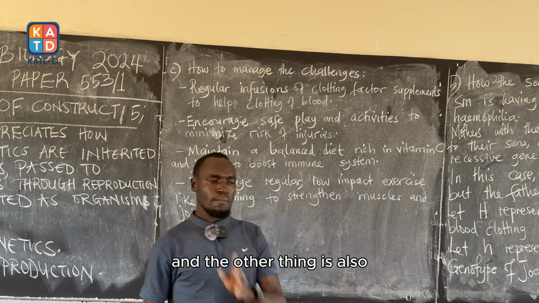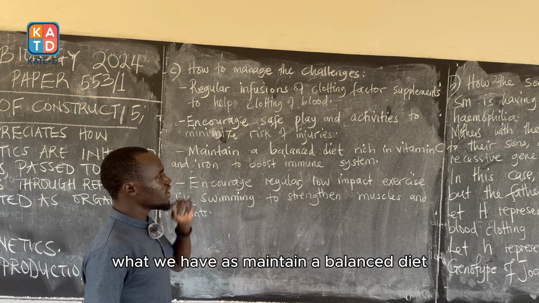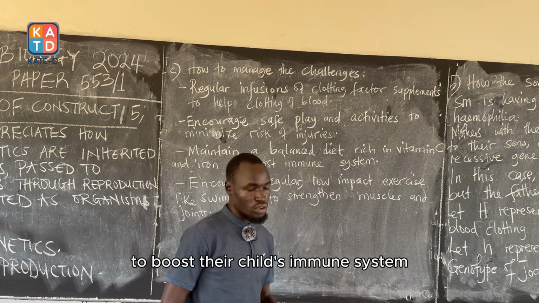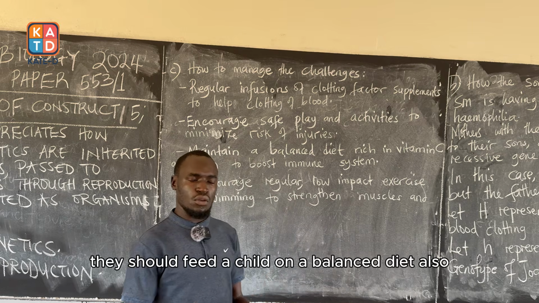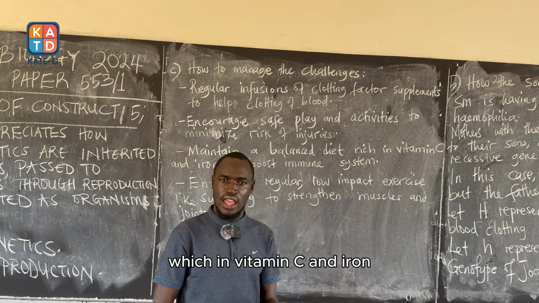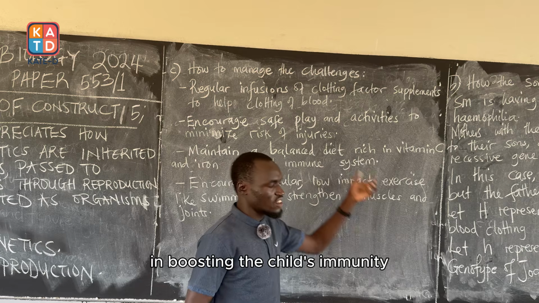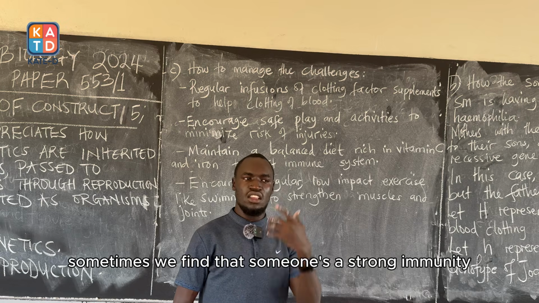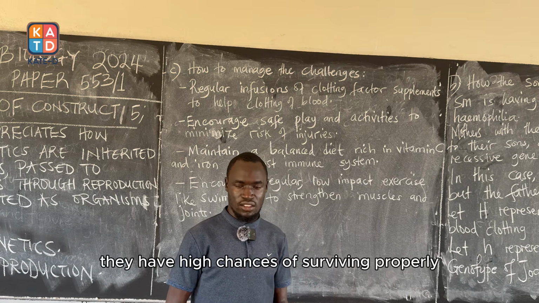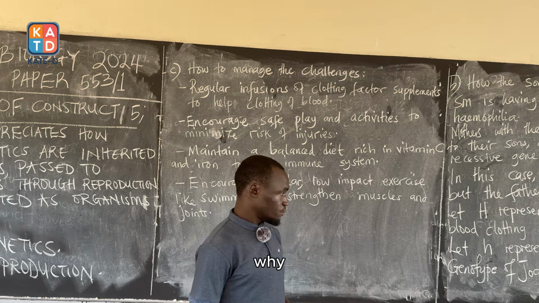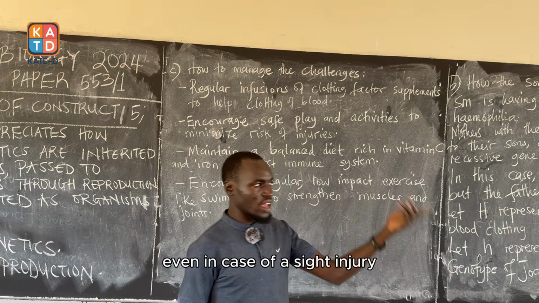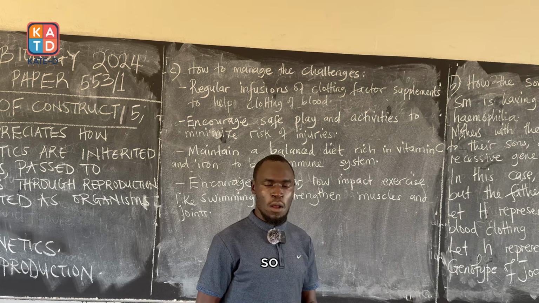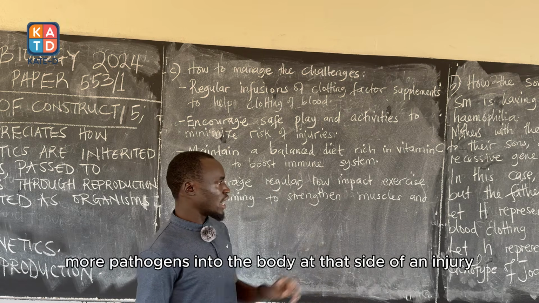And the other thing is to maintain a balanced diet rich in vitamin C and iron to boost the child's immune system. In this case, they should feed the child on a balanced diet, more so rich in vitamin C and iron. Why? These are important in boosting the child's immunity. Sometimes we find that someone with strong immunity has high chances of surviving properly. Why? With this strong immunity, even in case of a slight injury, the immune system can fight against pathogens and prevent entrance of more pathogens into the body at the site of the injury.